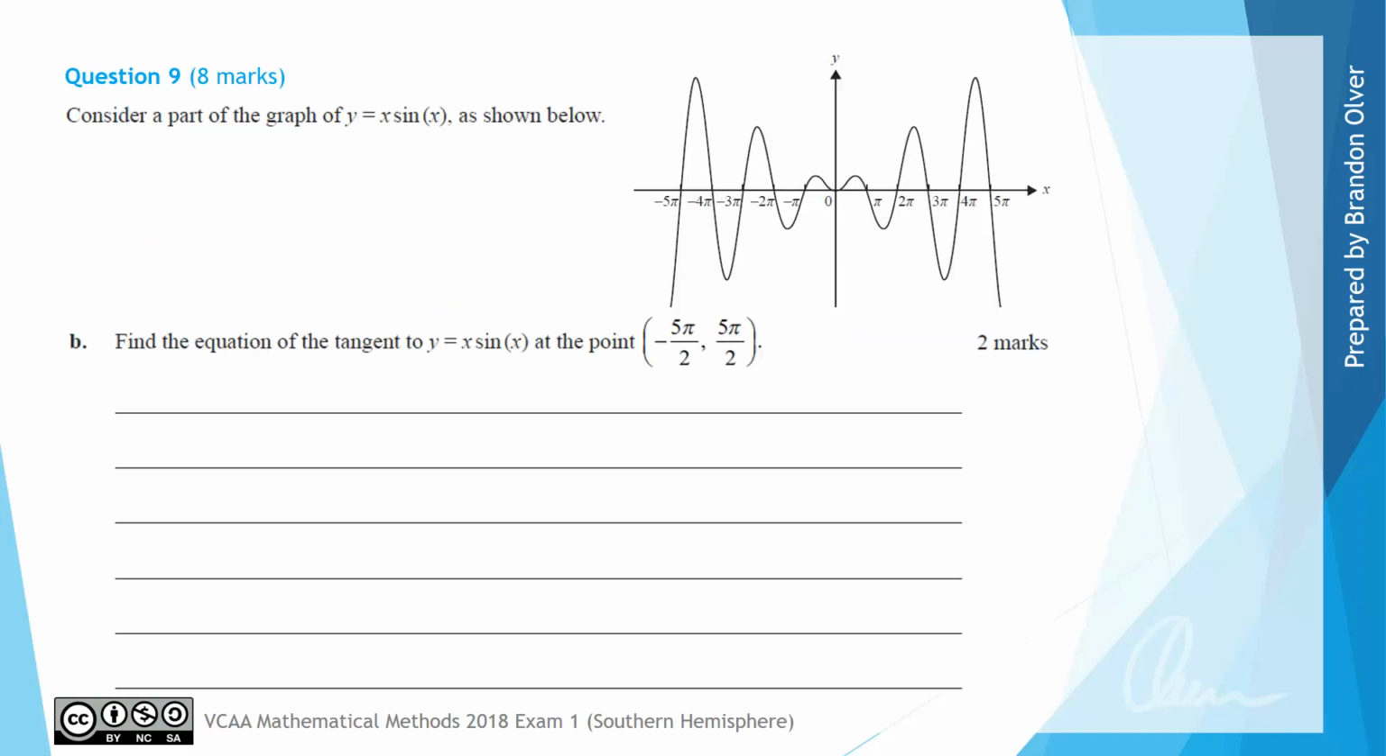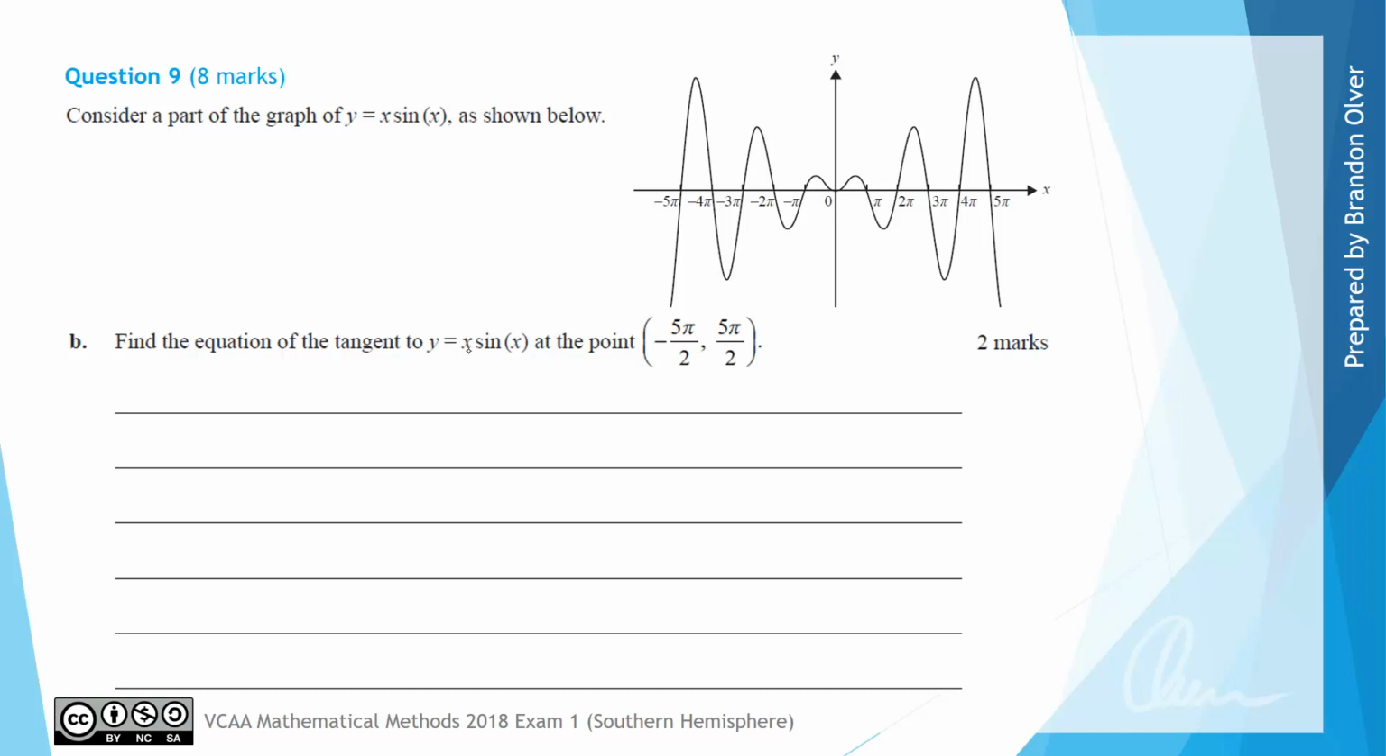For part B of this question, we're asked to find the equation of the tangent to the curve y equals x sine of x at the point (negative 5 pi on 2, 5 pi on 2). Now, to find the equation of a tangent, we need to calculate the derivative first so that we can use it to find the gradient of that line.